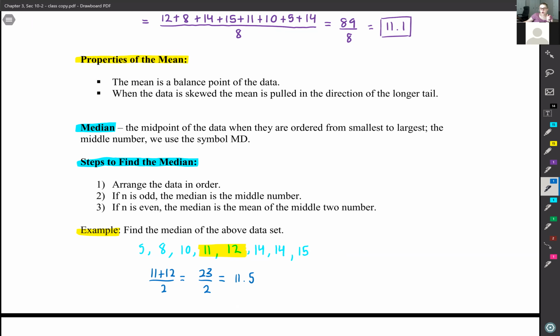So if there's an odd number of data points, your median's pretty simple and you just locate the middle one and you're done. If there's an even number, you have to locate the two middle points and then take their average, or find the mean of them. Okay, any questions on how I did that with an even number of data points?